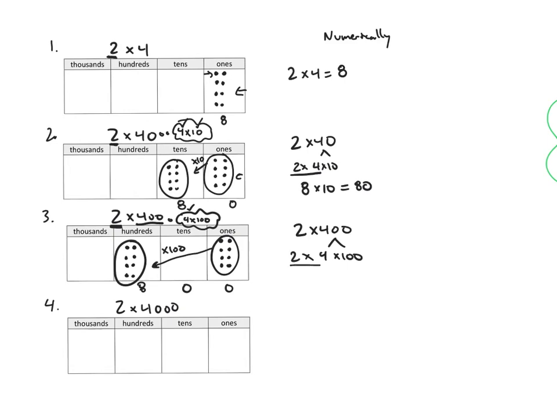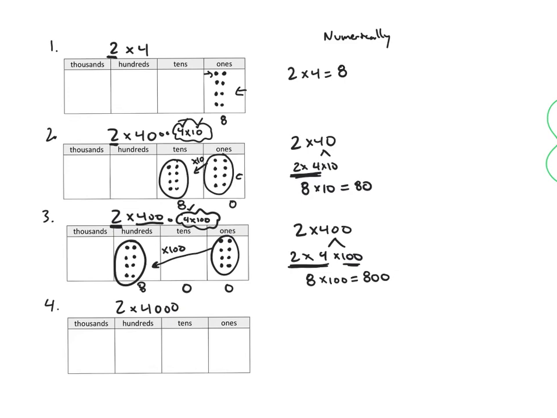Then I'm going to do 2 times 4 first, which was 8. And then I'm going to multiply by 100, which equals 800. So hopefully now you're starting to see the pattern here where we're doing the first step first. We're multiplying 2 by 4 after we decompose and then multiplying by whatever the second factor is.